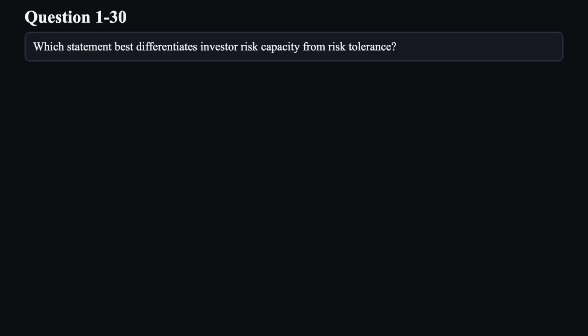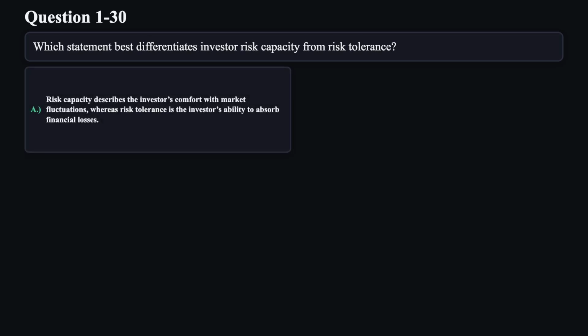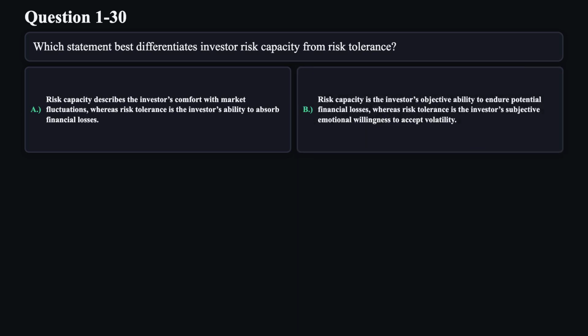Question 30. Which statement best differentiates investor risk capacity from risk tolerance? A. Risk capacity describes the investor's comfort with market fluctuations, whereas risk tolerance is the investor's ability to absorb financial losses. B. Risk capacity is the investor's objective ability to endure potential financial losses, whereas risk tolerance is the investor's subjective emotional willingness to accept volatility.